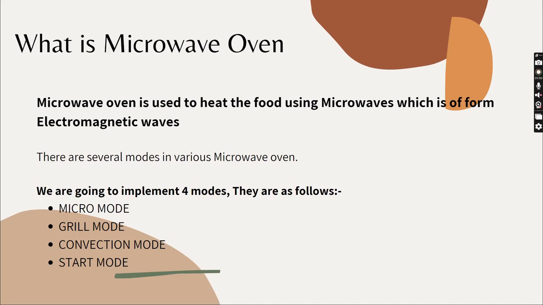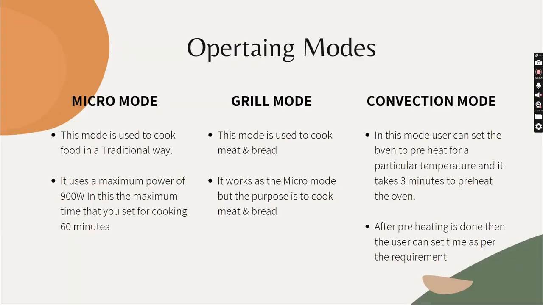There are several modes used in microwave ovens, like micro mode, grill mode, convection mode, and start mode. Micro mode is a mode in which we cook basic items, like when we want to cook Maggi, cook rice, or boil potatoes. It is used for cooking traditional foods.